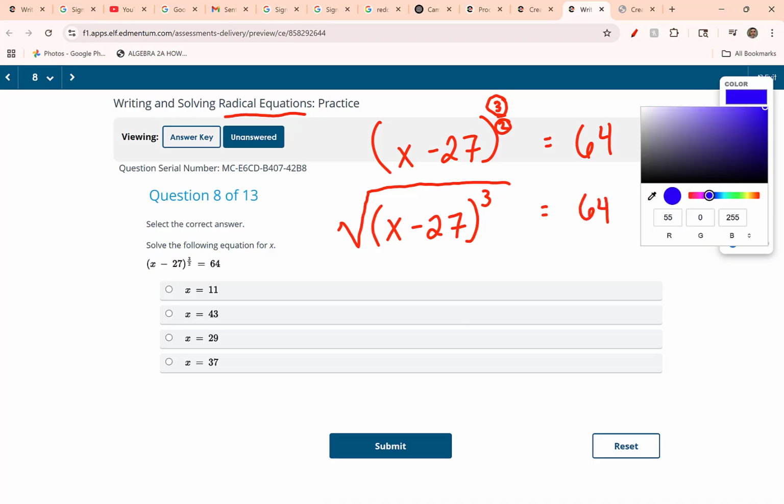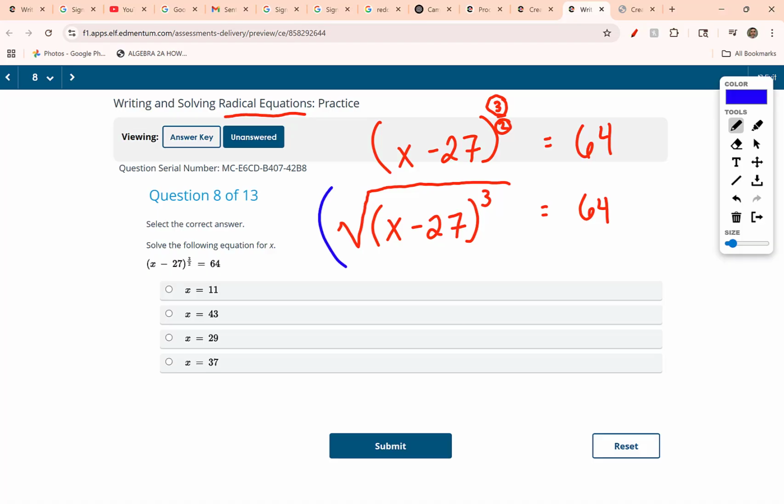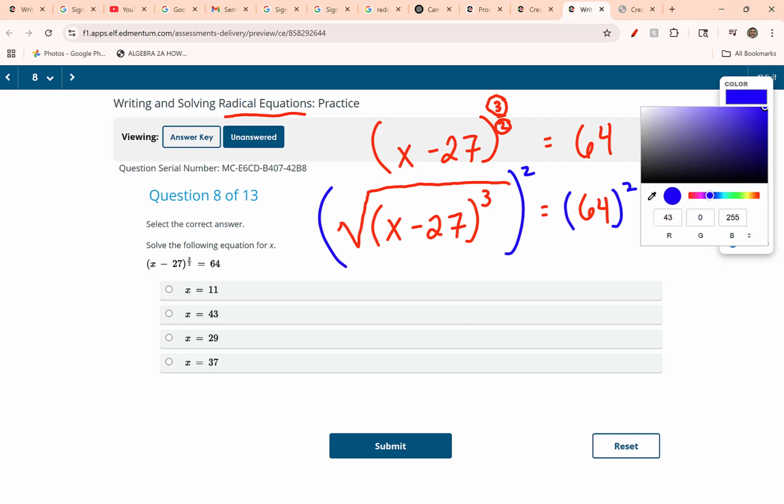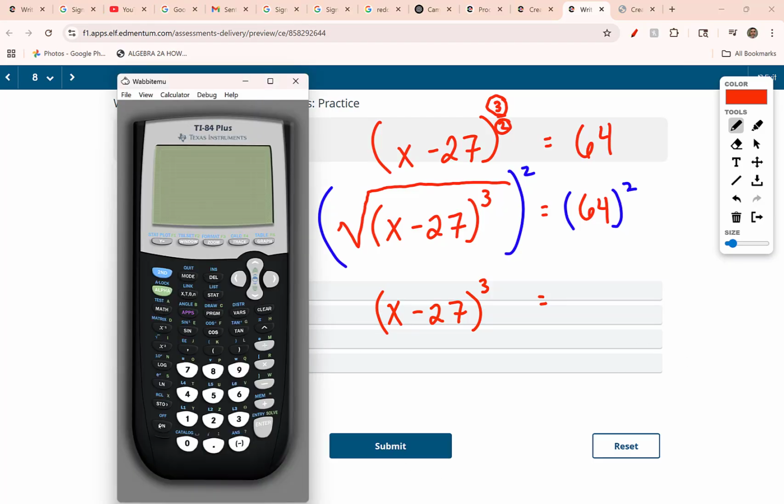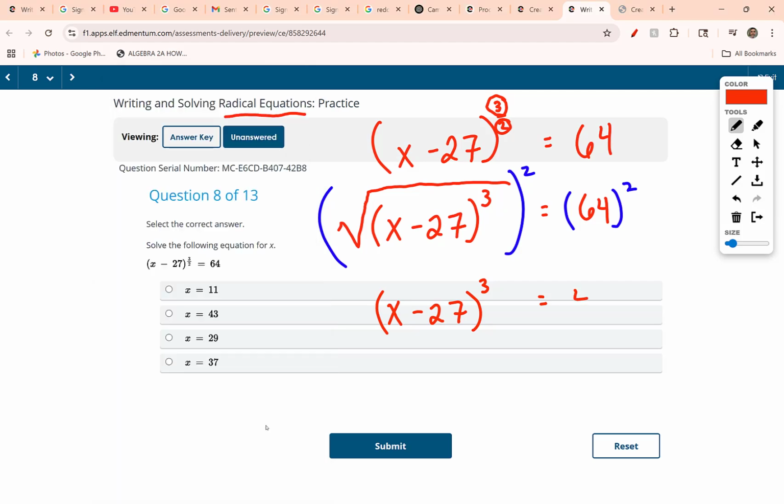So now we can solve it in a pretty clear manner. The first step is get rid of the square root symbol. So we're going to square both sides. When we do that, we're left with x minus 27. We're left with everything inside that radical. So that's x minus 27 quantity to the third power equals 64 squared, which I have no idea. So let's use the calculator. 64 squared, big number, 4,096.